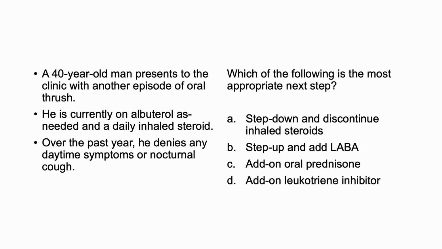A 40-year-old man presents to the clinic with another episode of oral thrush. He is currently on albuterol as needed and daily inhaled steroids. Over the past year, he denies any daytime symptoms or nocturnal cough. Which of the following is the most appropriate next step? Perform a step-down management and discontinue inhaled steroids, perform a step-up management and add a LABA, add on oral prednisone, or add on leukotriene inhibitor.